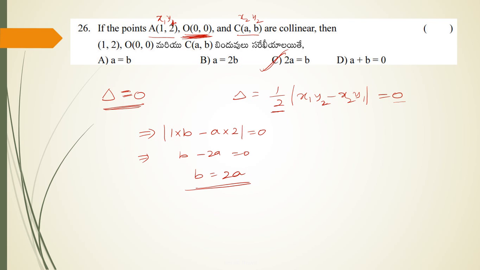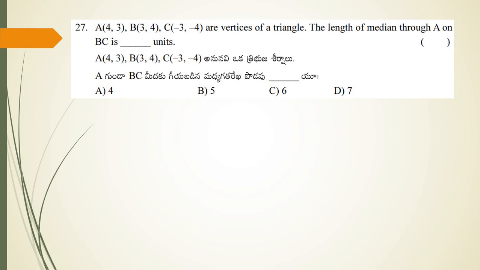Next, moving on to question number 27. So what is given? There is a triangle. There is a triangle given.